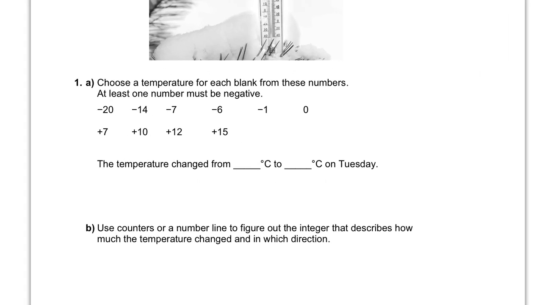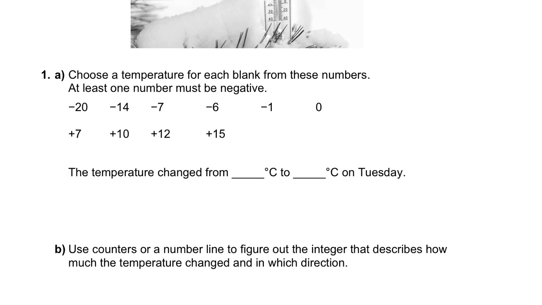Let's see what it's asking us to do. It says, choose a temperature for each blank from these numbers. At least one number must be negative. So we've got a whole bunch of numbers. Everybody's is going to look different. I will choose negative 20 and negative 1. So I'll write the temperature changed from negative 20 Celsius to negative 1 degrees Celsius on Tuesday.